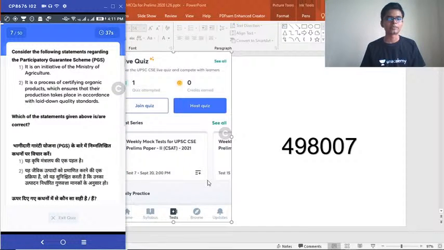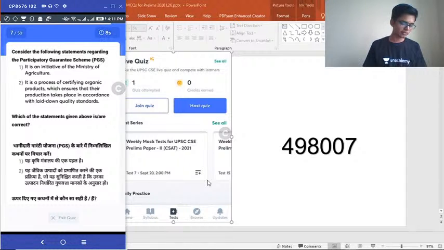Chandrakala, Nilam. Consider the following statements regarding the participatory guarantee scheme. 1. It is an initiative of Ministry of Agriculture. 2. It is a process of certifying organic products which ensures that their production takes place in accordance with laid down quality standards. Which of the statements given above is or are correct? PGS, Participatory Guarantee Scheme. Simple question: 1 only, 2 only, 1 and 2, neither 1 nor 2. Question number 7.